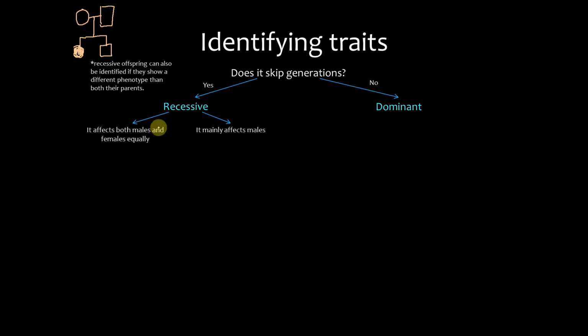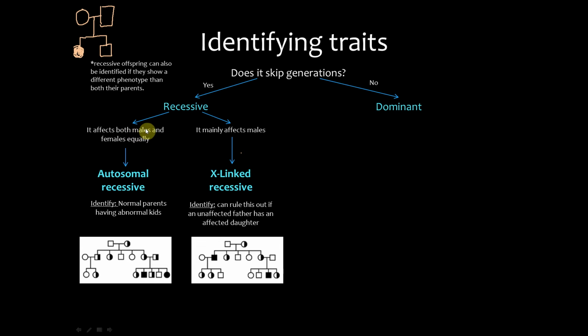But here's another way, if it affects both males and females equally, or if it mainly affects males. If it affects both males and females equally, it's most likely autosomal recessive, and you can identify that as normal parents having abnormal kids, like we saw up there. If it affects mainly males, then it's likely X-linked recessive. And you can rule this out, so it's not X-linked recessive, if an unaffected father has an affected daughter, because obviously you can't have that. All right, down here are some pictures of what these look like.